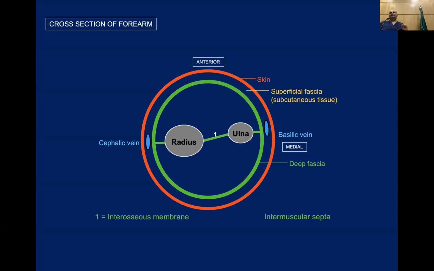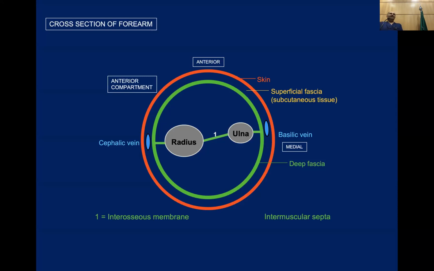If you remember, 50 years back, when we were doing foundation block, 50 years have gone. That time, we talked about syndesmosis. And you were given an example, interosseous membrane. The membrane which is present between radius and ulna is the same thing.